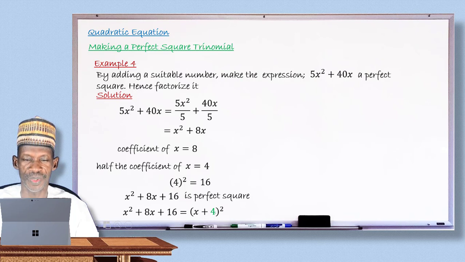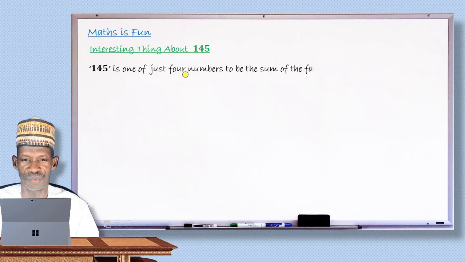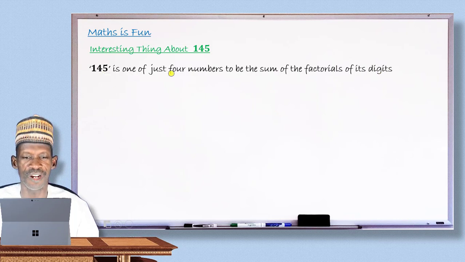Maths is fun, and explain what is interesting about the number 145. 145, it says, is the one number out of just 4 numbers, all in all, that can be expressed as the sum of the factorials of its digits. So this 145 is just one out of only 4 numbers, and those 4 numbers can be expressed as the sum of the factorials of the digits in those numbers. Let me just find out this 145.